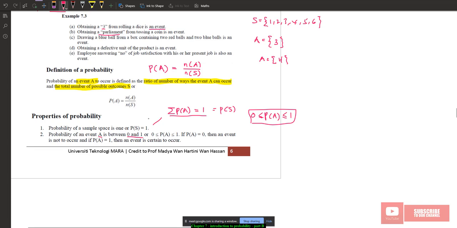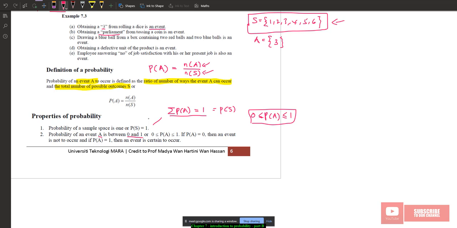To understand probability, you need to understand its definition. Again, the definition of probability is the number of events occurring in A divided by the total number of all possible outcomes, which is the sample space. For example, if you want to find the probability of A, let's say I want to roll a die one time. Rolling a die is an experiment. The sample space for rolling a die is 1, 2, 3, 4, 5, 6.